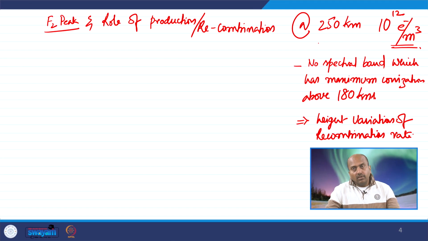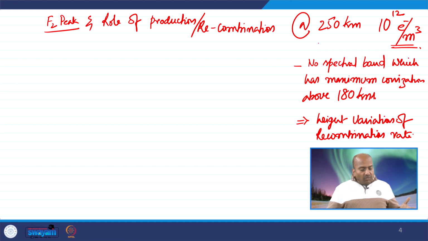Now, the height variation of recombination rate. In order to resolve this F2 peak, its position in the atmosphere and its relevance with respect to the absorption above 180 kilometers, all of this can be resolved by saying that probably the production is small, of course, at these heights, but the recombination rate is very, very small. That means whatever is being produced is not removed from the ionosphere by means of chemical recombination, right? So, we are going to realize that with the help of simple equations, and then we will be in a better position to answer this anomaly.